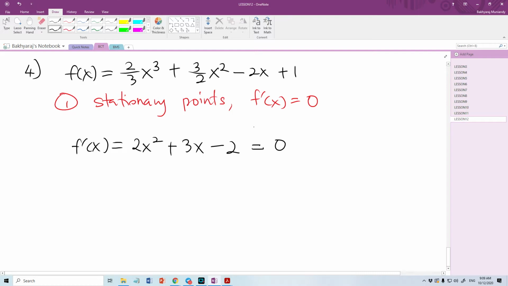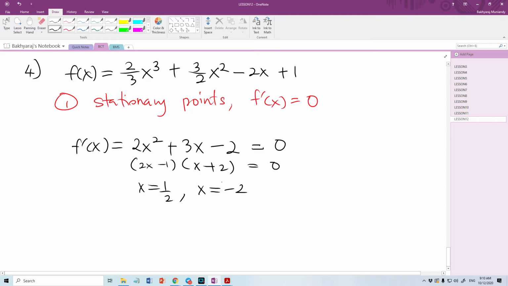And go to your calculator, enter it in the calculator. 2x squared plus 3x minus 2 equals to 0. Enter it in your calculator and get the factors. Okay, x is 1 over 2 and negative 2, so these are the factors. So get back the factors, 2x minus 1 and x plus 2. Okay, 2x minus 1 and x plus 2.